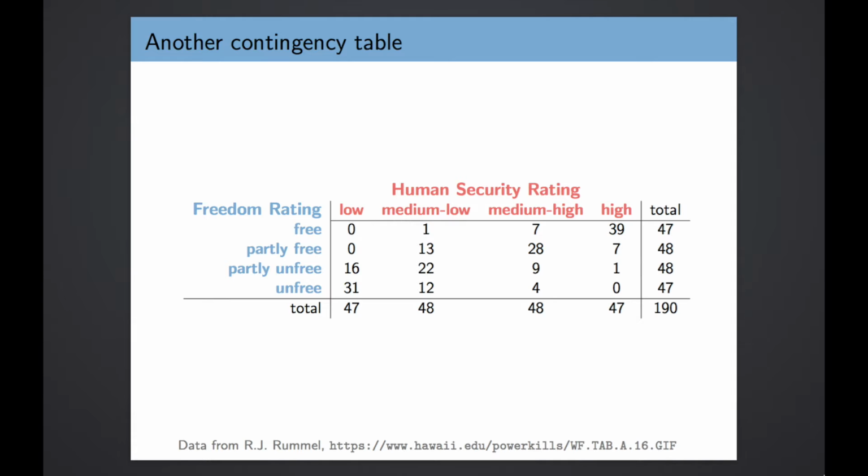And we can go down and look at each of the rows of our data set the same way, all the way down to the unfree countries, where you can see that 31 of the 47 unfree countries have low human security, 12 of the unfree countries have medium-low human security, 4 have medium-high human security, and none of the unfree countries have high human security. So we have all of this information about these two categorical variables for our set of 190 countries.